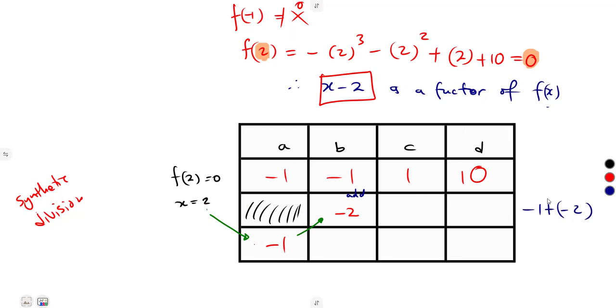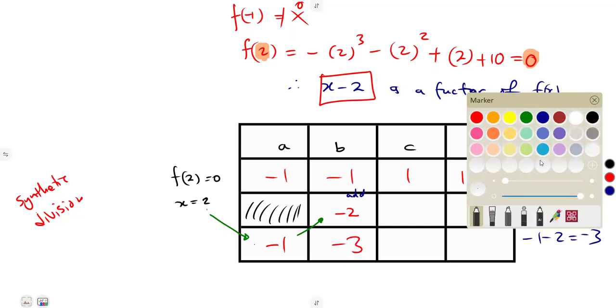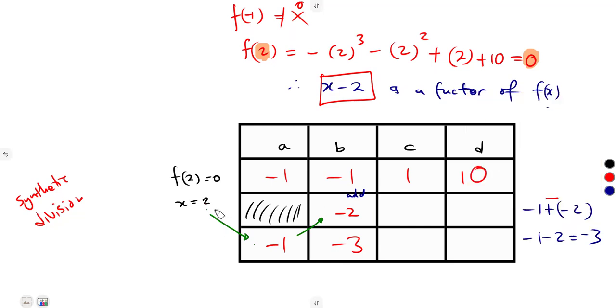So that's going to be a negative here. So it's simply minus 1 minus 2, which is negative 3. So we are going to have negative 3 here. After that, we multiply, just like before. 2 times what this time? 2 times negative 3. Whatever we get, we're going to write it here. So 2 times negative 3, that's a negative 6. Then we add, just like what we had.